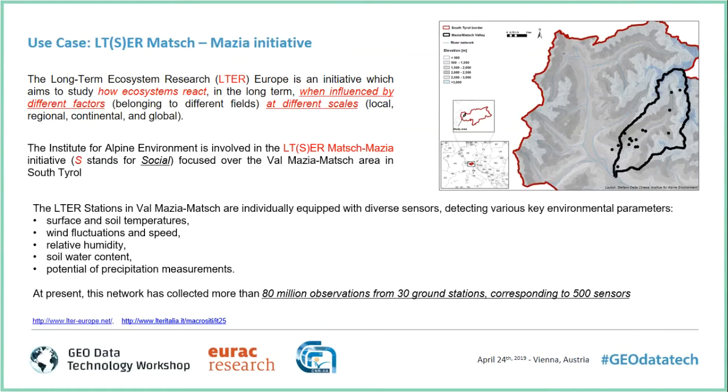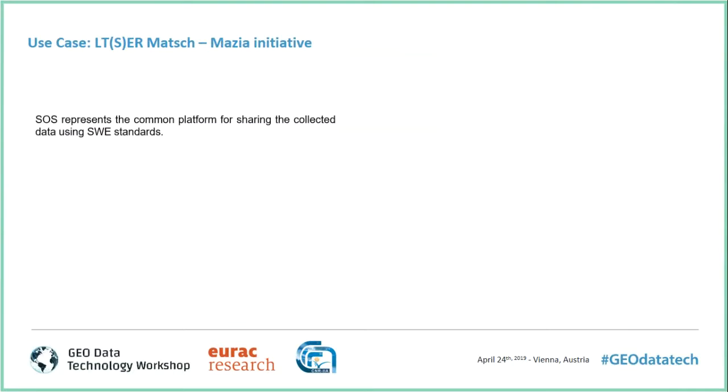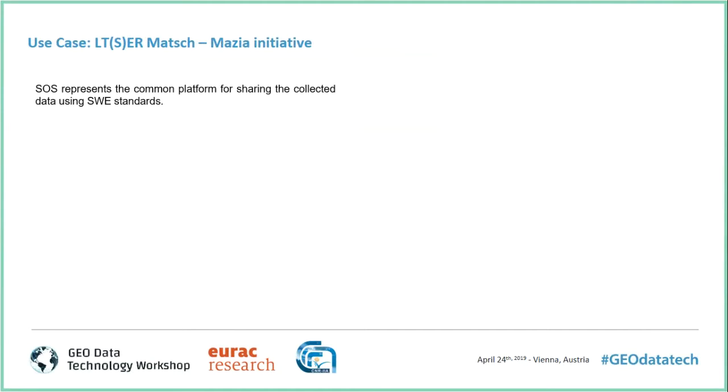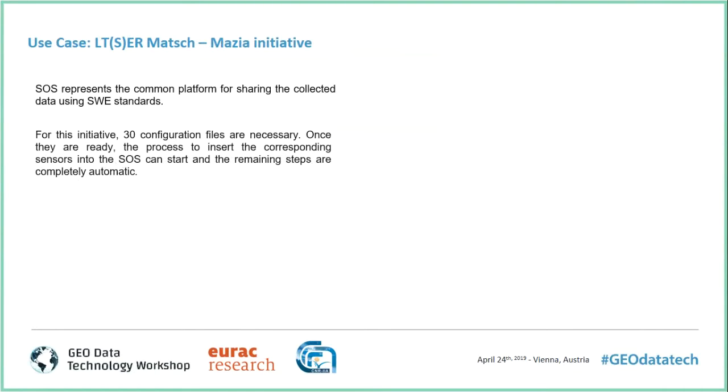And up to now, we collected more than 80 million observations from 30 ground stations corresponding to 500 sensors. So you can easily understand that to have an automatic procedure to handle this number is fundamental. In our case, we use SOS for sharing the collected data using the Sensor Web Enablement standard. We only have to write 30 configuration files, and then the system is completely automatized.